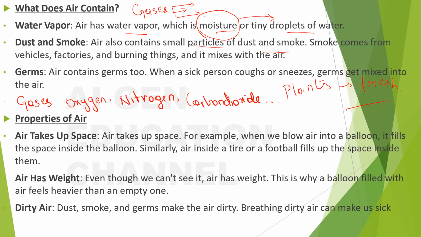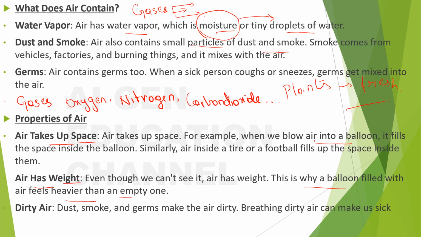Now, what are the properties of air? Air takes up space. Even though it is invisible, it will take up its space. For example, when we blow air into a balloon, it fills the space inside the balloon. Similarly, air inside a tire or a football fills up the space inside them, right? So air takes up space, and air has weight too. That is why a balloon filled with air feels heavier than an empty one. The same example works for weight too. So air takes up space and it has weight.